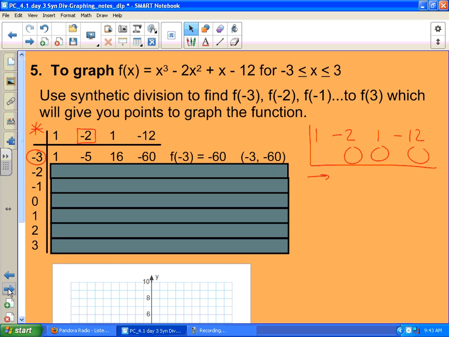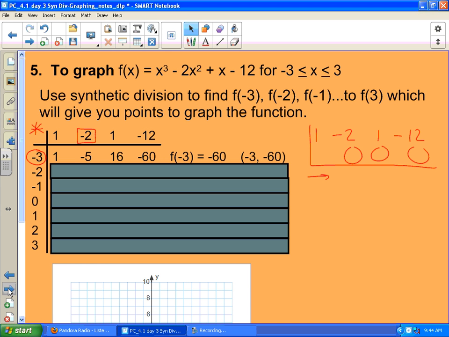So there it is. 1 drops, multiply, add. There's my remainder, which is a coordinate of negative 3, negative 60. So there it is, synthetic division in all of its glory. It is life-changing. All right, what's going to be the next value? Well, I'll let you guys work on it. See if you can figure out the values here.